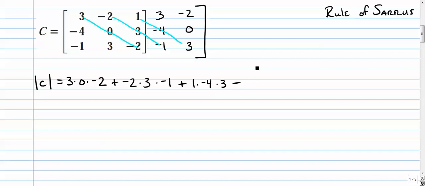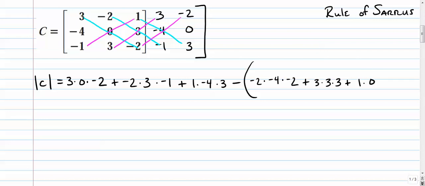And then you're going to subtract it from, now this is where it gets pretty fun, the product of these three going down this diagonal. So it's negative 2 times negative 4 times negative 2 plus the product of these three terms, so that's 3 times 3 times 3, plus, you probably guessed it, the product of these three terms, 1 times 0 times negative 1.